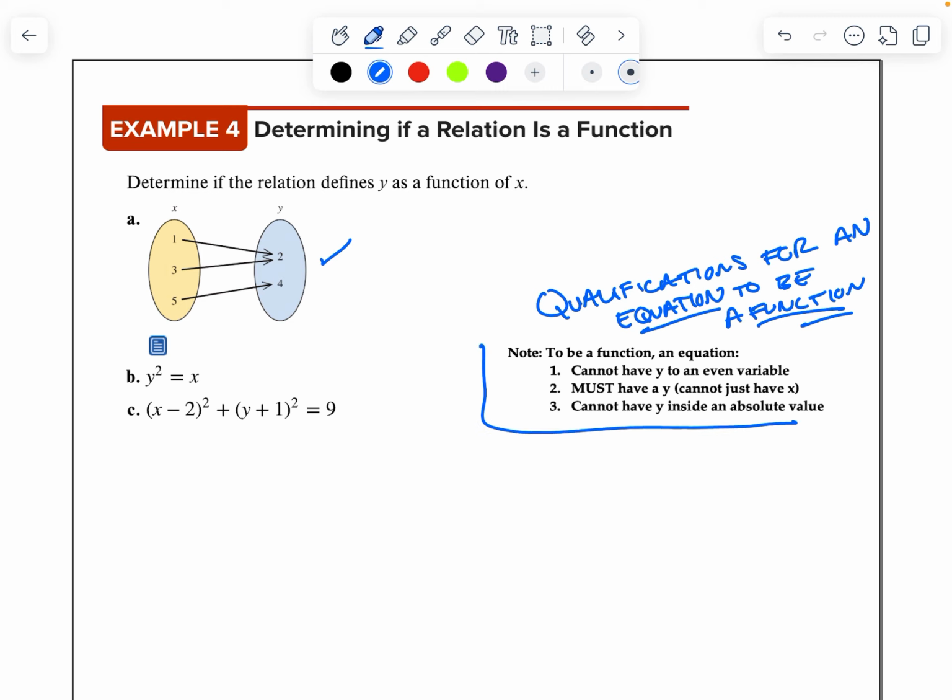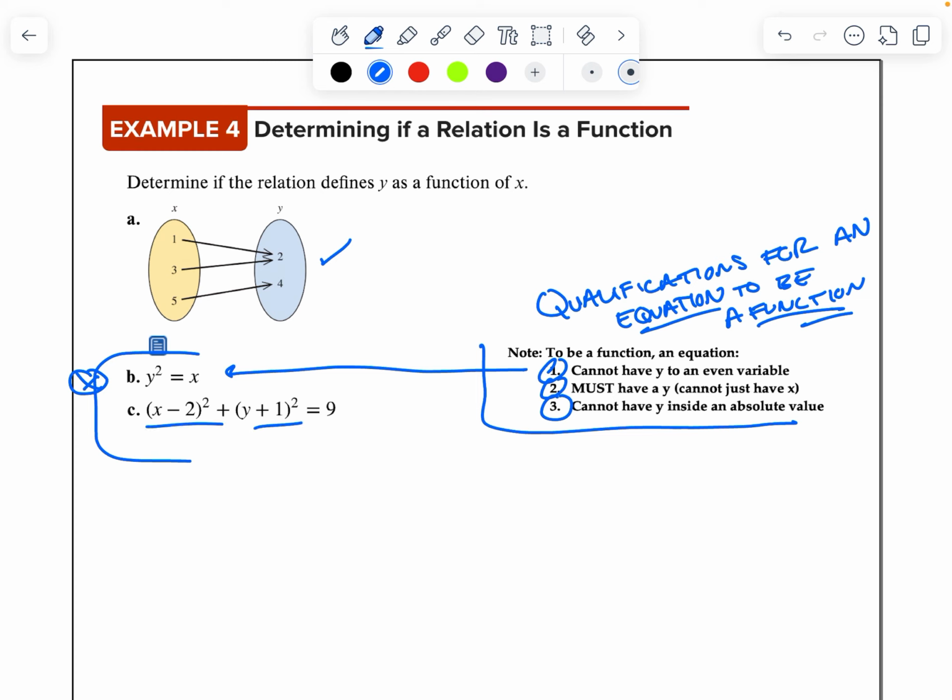Another note that we can make is you can't have, in a function, if we just have the equation, you cannot have y to an even variable. It has to have a y and an x. It can't just have x's. And it can't have y inside an absolute value. So in this case, is this a function? It's not a function because it cannot have y to an even variable. So that is not a function.